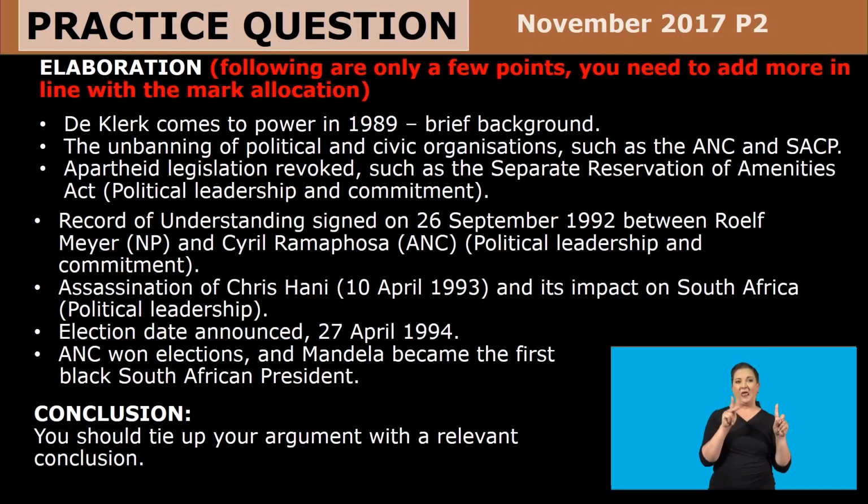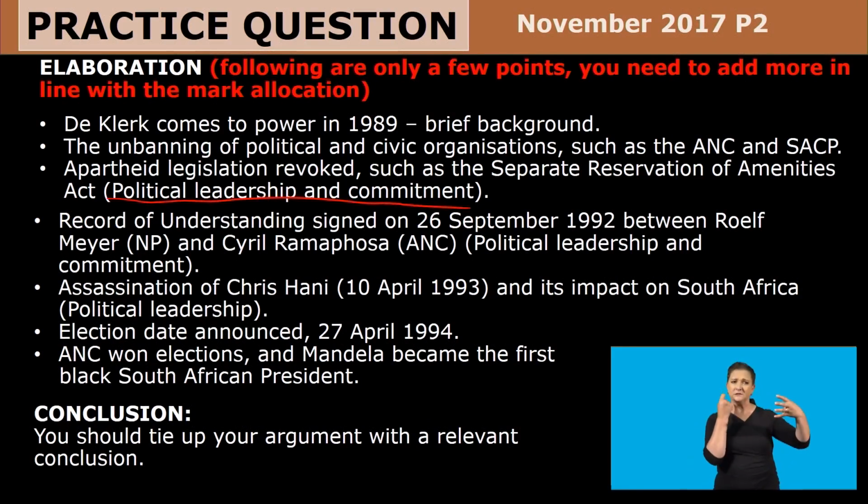De Klerk comes to power in 1989. Just brief background on that. The unbanning of political and civic organizations such as the ANC and SACP. So those are the reforms that F.W. de Klerk introduced as soon as he came to power. Apartheid legislation revoked, such as the Separate Reservation of Amenities Act, that is also part of the reforms introduced by F.W. de Klerk. Political leadership and commitment there, it does show, because he was a political leader.